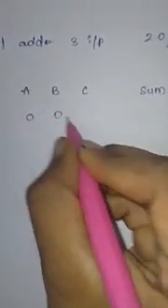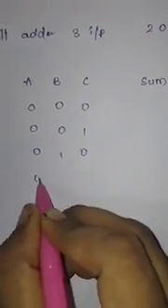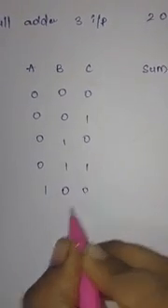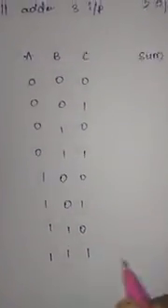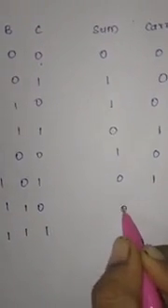That is 0 0 0, 0 0 1, 0 1 0, 0 1 1, 1 0 0, 1 0 1, 1 1 0 and 1 1 1. For the first combination the sum is 0 and carry is 0. Then sum 1, carry 0. Sum 1, carry 0. Sum 0, carry 1. Sum 1, carry 0. Sum 0, carry 1. Sum 0, carry 1. Sum 1 and carry 1.